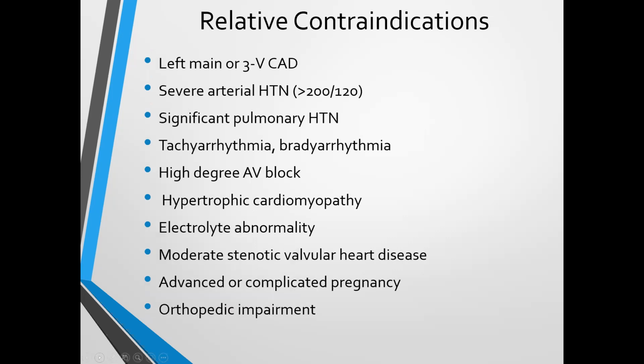And then some relative contraindications. So here we have, well, it's not an absolute deal killer, but you have to determine the degree of severity. So, coronary artery disease, 3V is 3 vessel coronary artery disease, severe arterial hypertension. So we have the systolic that's around or north of 200. Pulmonary hypertension is really overall.